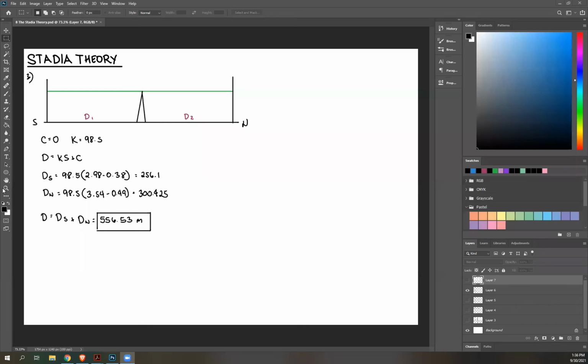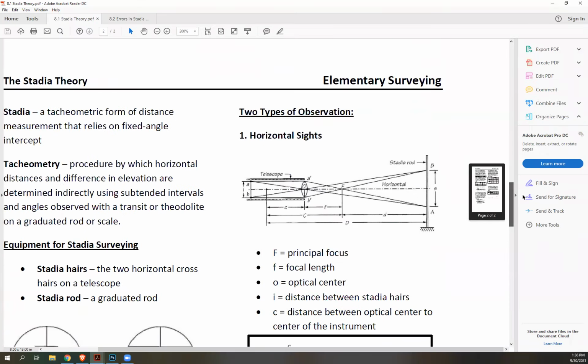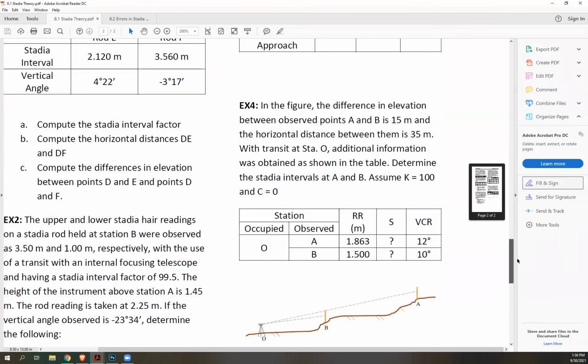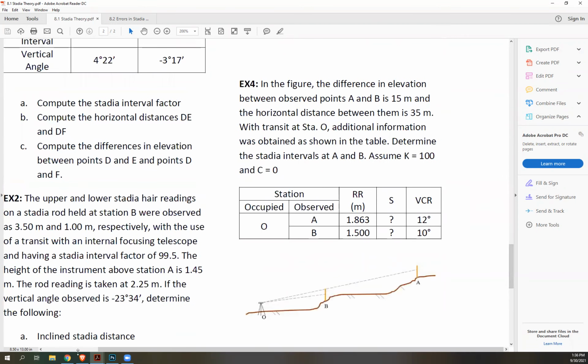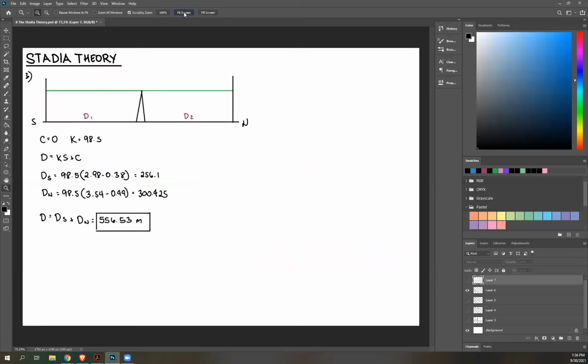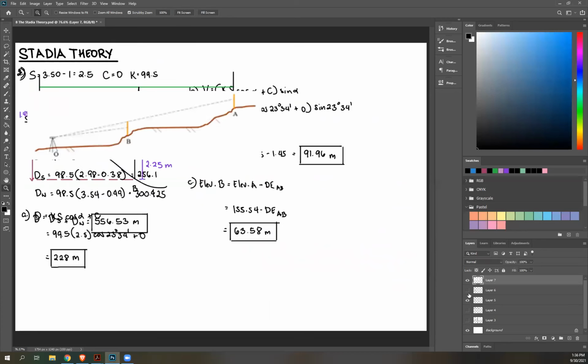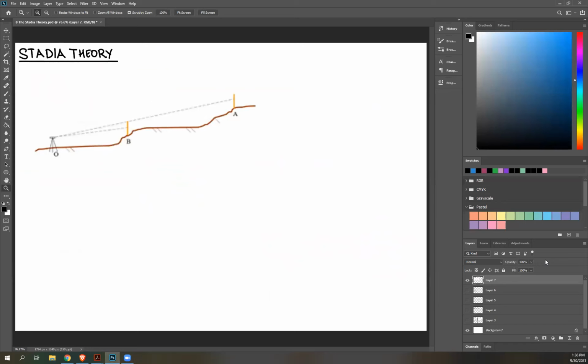Today we'll just continue our topic for Stadia theory. Now recall, we answered up to number 3 last meeting. So now let's answer the last problem, which is example number 4. Okay. So number 4.